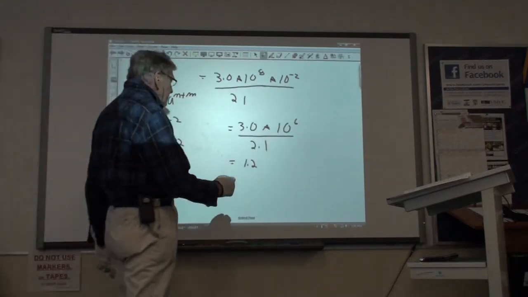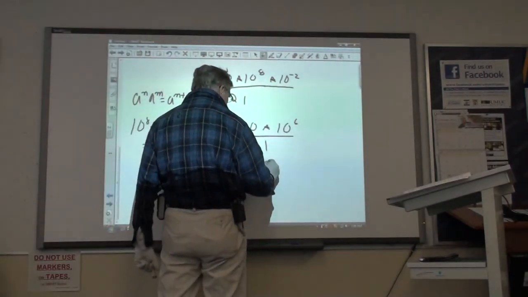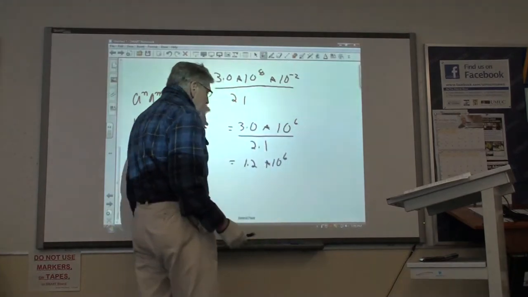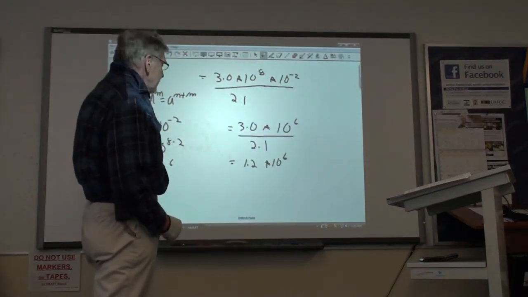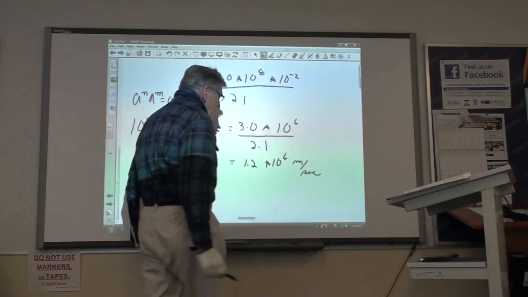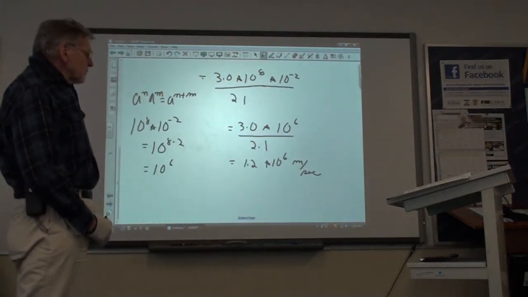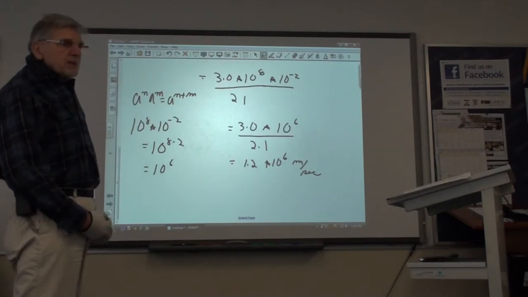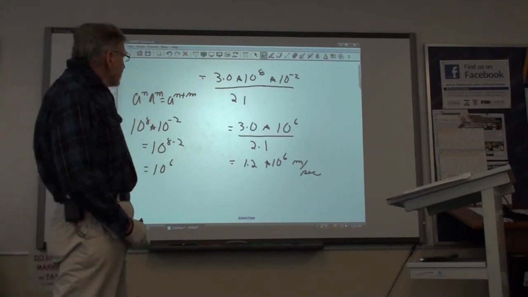Okay. So this is 1.2 times 10 to the 6th. And this is the speed of the object that we've now calculated, and it is in meters per second. Okay? So we've calculated this speed, 1.2 times 10 to the 6 meters per second using the Doppler shift.